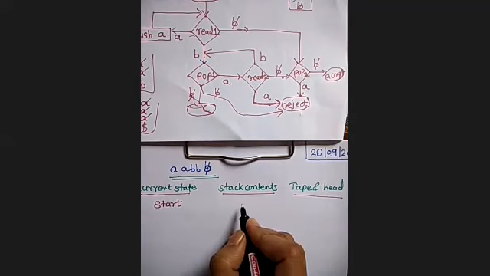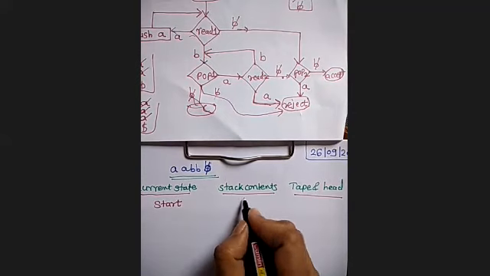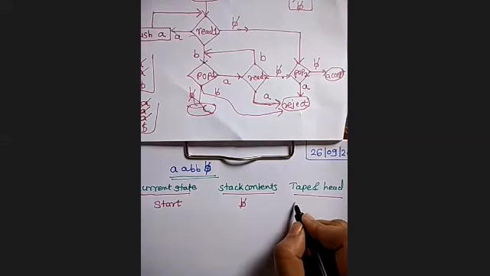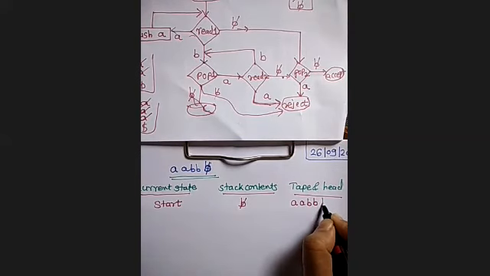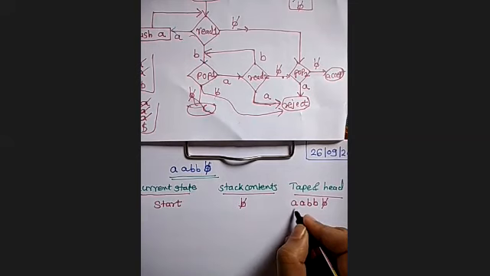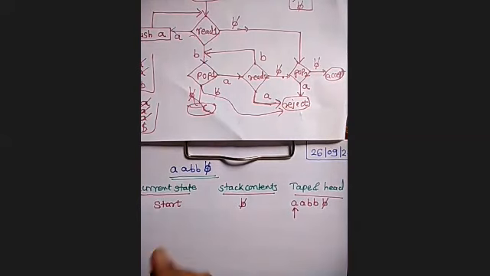Okay. Understand how I'm doing the simulation. Stack contents: initially the stack contains only the blank character, it is empty. And the tape and head you have to show this way. On the tape, your input is written and it is ending with the blank. So this is your tape, and this pointer is pointing to the current character that is to be read. So the head always points to the current input symbol. Okay, so this is our initial condition.